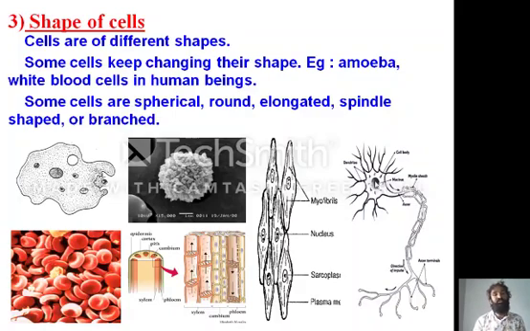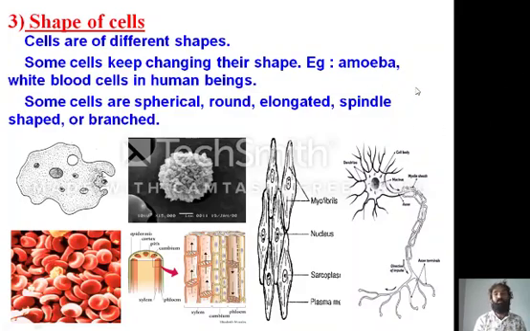For example, take the human body. The human body contains millions of cells, but all cells do not have a single shape. They show different kinds of shapes. The cells present in bone have a specific shape, the cells present in muscle have a specific shape, and the cells present in blood also have a specific shape. So the shape is different from one cell to another cell in a particular organism.